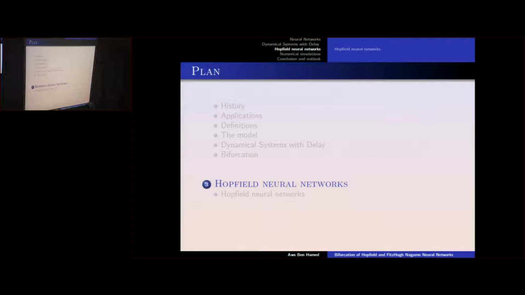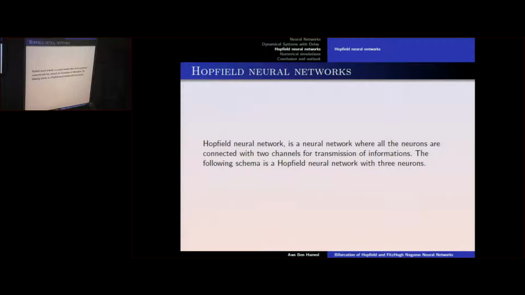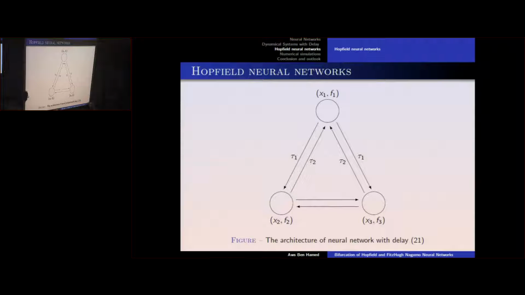And here we have Hopfield neural networks. The definition of Hopfield neural networks is a neural network where all the neurons are connected with two channels of transmission, like this model. Here we have three neurons, x1, x2, and x3, and we have two layers. This is the first layer, and this is the second layer. Between layers, we have delay transmission. We have two channels. The first delay is tau 1 and the second is tau 2, between x1 and x2, x1 and x3. In the same layer, we have no delay transmission between x2 and x3.